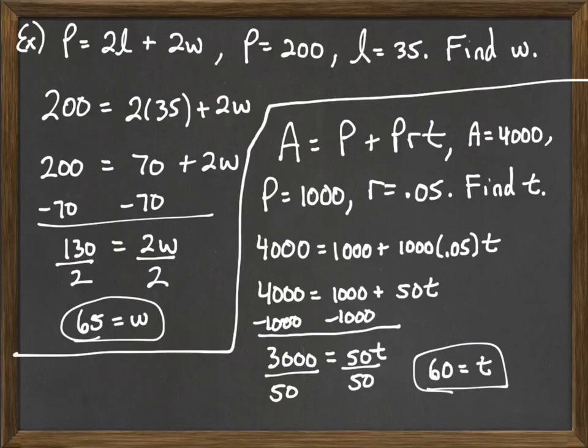So this is the first type of problem involving literal equations, where we're given an equation with multiple variables. We're told all of them but one, and we're asked to solve for the unknown. In the upcoming videos, we're going to look at solving a literal equation for one of the variables without knowing numerical values for the other ones.